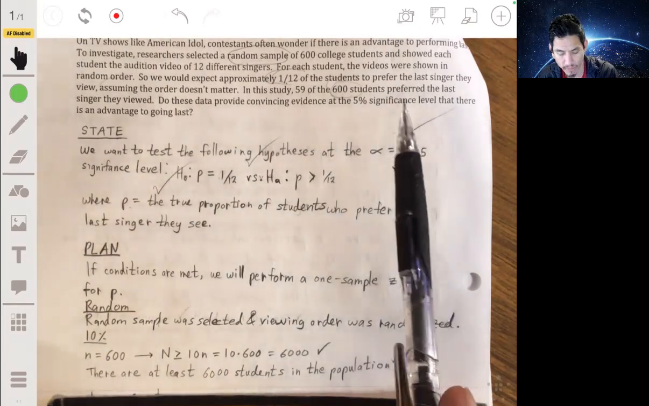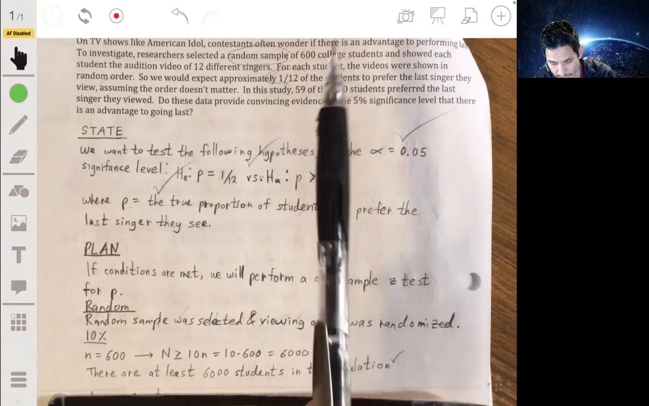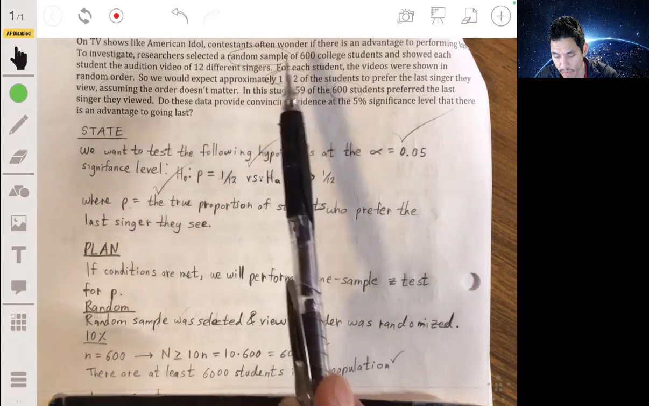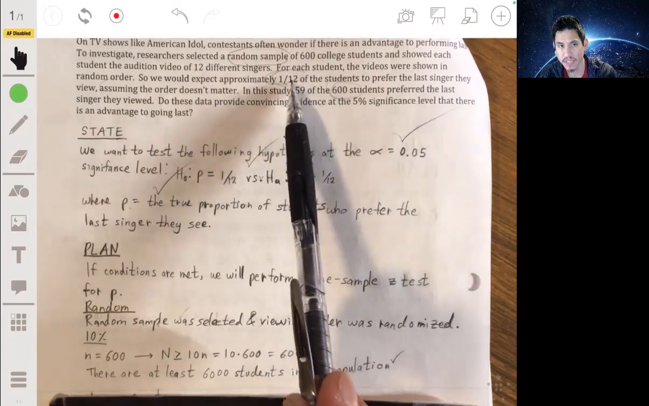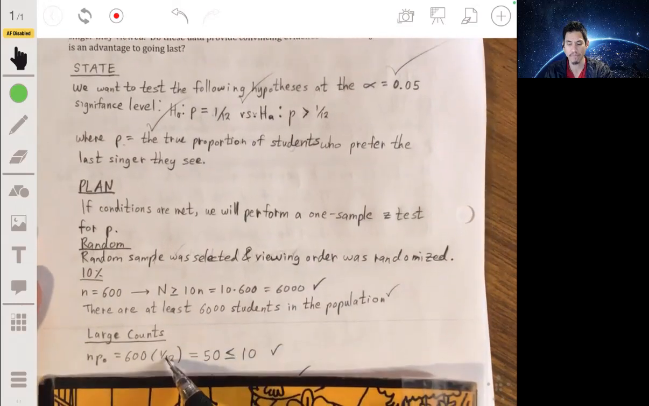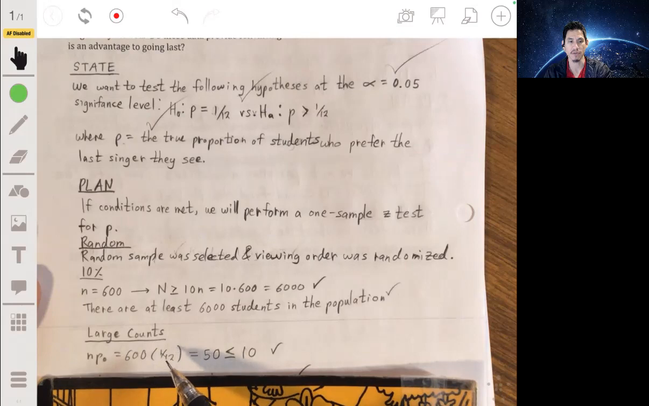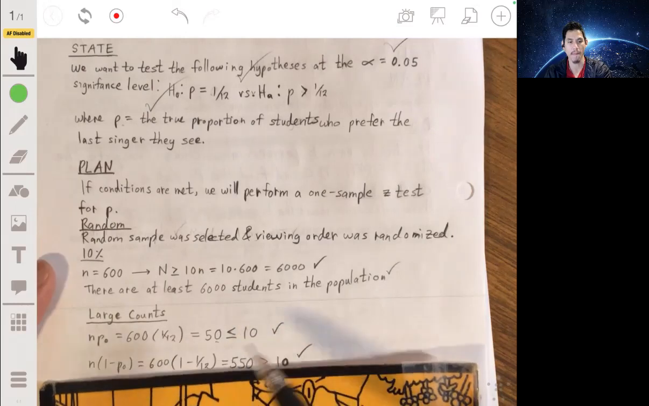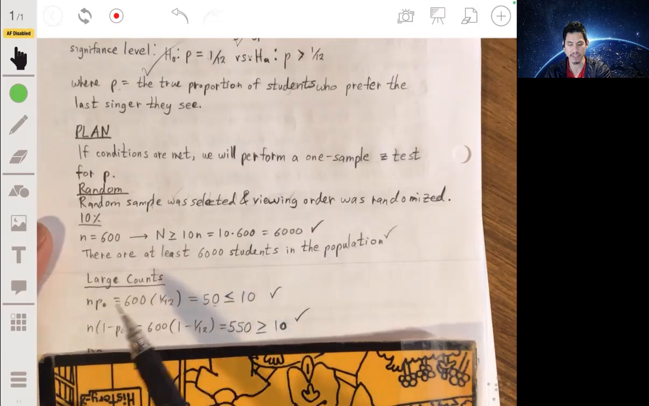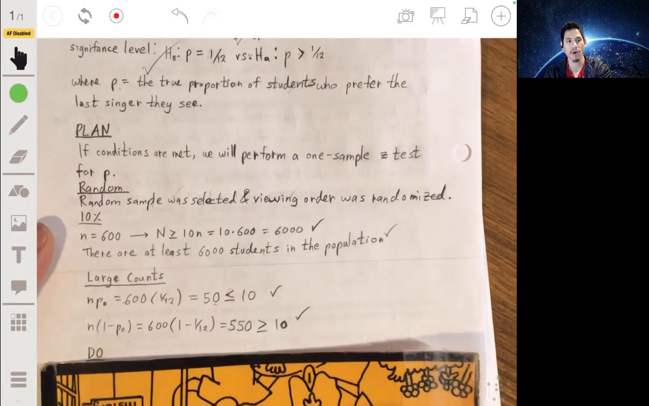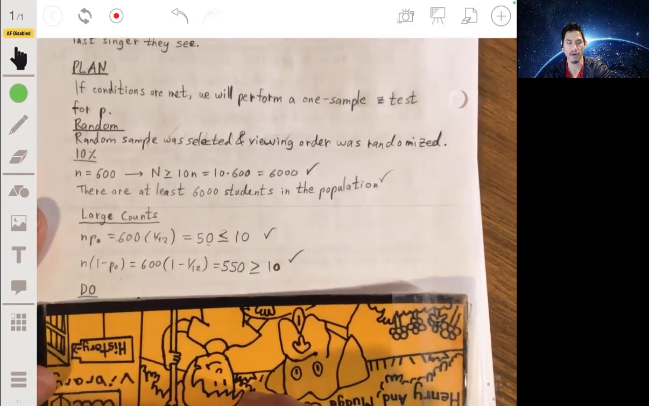Remember, it's going to be n times p naught. It's often confused as n times p hat, but remember, we're assuming the p naught to be true. So 600 times 1/12, and then 600 times 1 minus 1/12. Since this is 50, we know the other one has to be 550 because they have to add up to 600. Another way to think of this is number of successes and number of failures. They're both at least 10. So all conditions are met, so we can go to our do part.